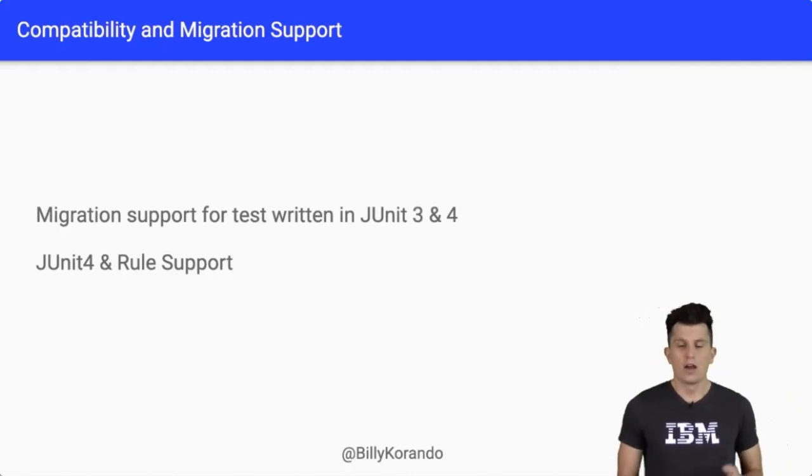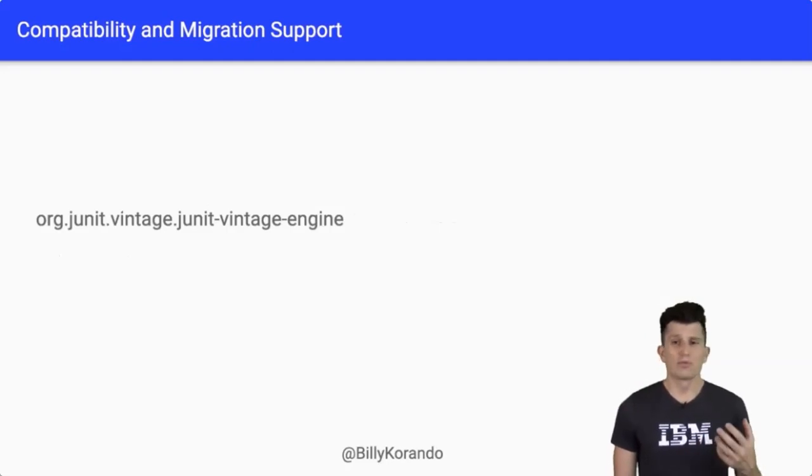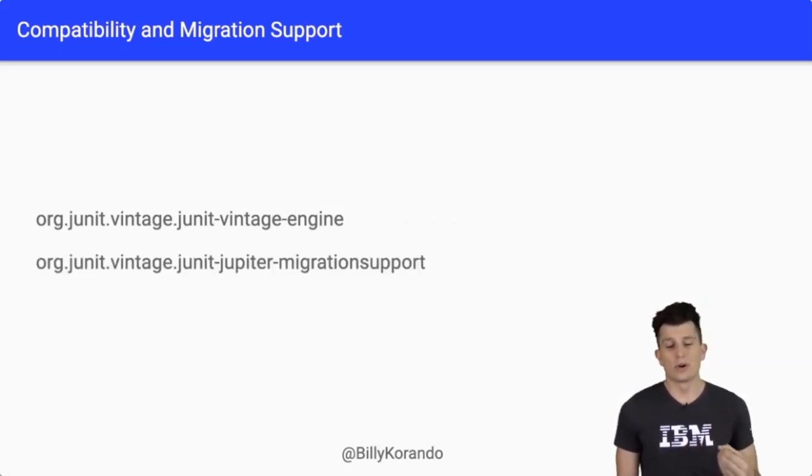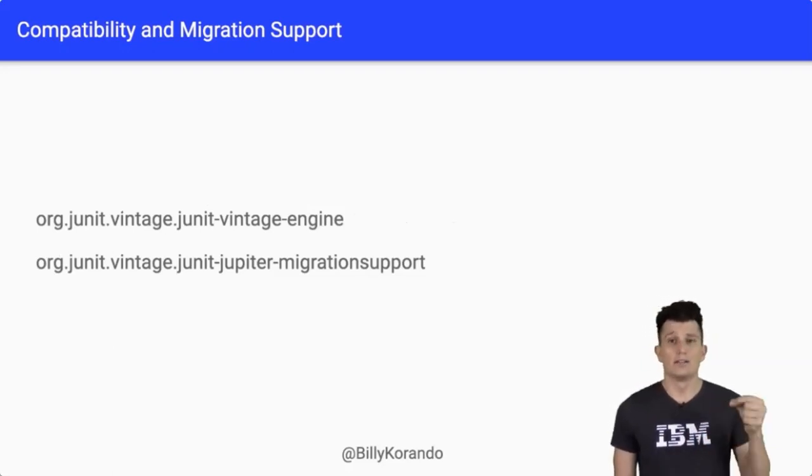Also, if you want to use JUnit 5, but your organization is using a bunch of rules, you can start writing JUnit 5 tests and also still use JUnit 4 rules with the migration support that the JUnit 5 team offers. So to be able to run JUnit 3 and 4 tests along with JUnit 5 tests, you will need to import the org.junit.vintage engine dependency into your project. You will also then need to use the org.junit.jupiter migration support if you want to run JUnit 4 rules in actual JUnit 5 tests.